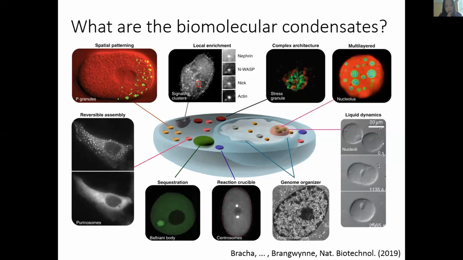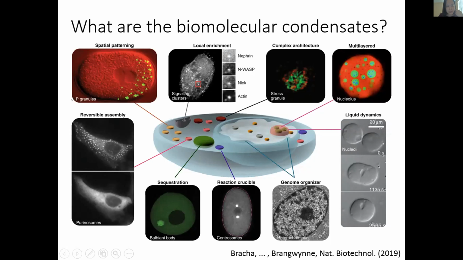What are the biomolecular condensates? These are just condensates of specific molecules coming together with no lipid membranes surrounding them. So these are biomolecular condensates, literally. In this figure I'm showing here, there are lots of different types of biomolecular condensates, and I'm not going to go through all of them, but we can talk about some of them.